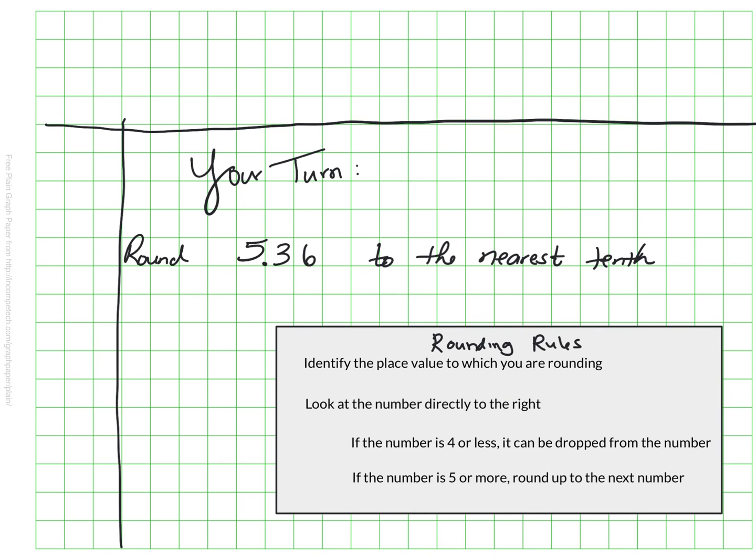And that leads us to your turn. So I want you to round 5 and 36 hundredths to the nearest tenth. So I just want it to be one number behind the decimal. So think about what that would be, reflecting on those rounding rules. And know that's one component of our essential question of how to compare, order, and round decimals that we'll be practicing more together in class.